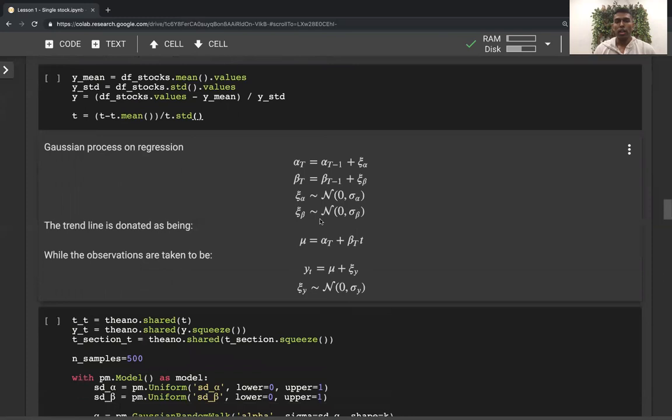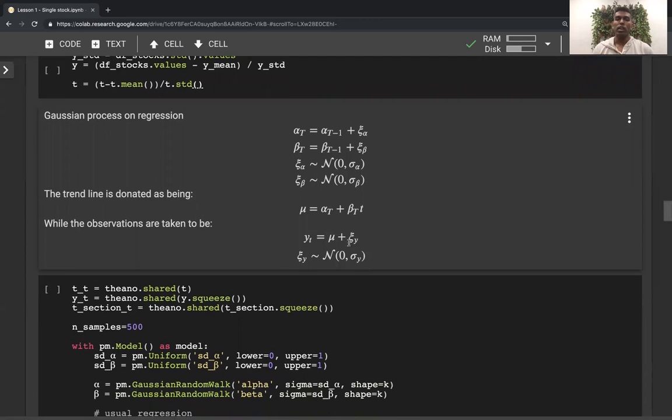Okay. And then the trend line is just literally alpha plus beta times t of that section, okay? And finally, I end up saying my actual observations is the mean, the trend, plus an error. Okay, so no Gaussian process story here, just literally a normal distribution, okay, which is error_y ~ Normal(0, sigma_y).